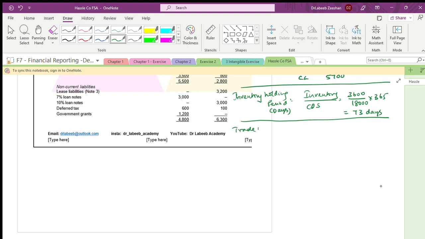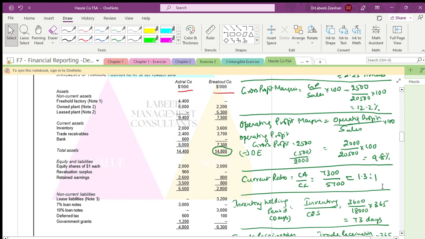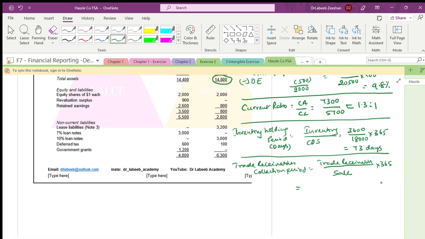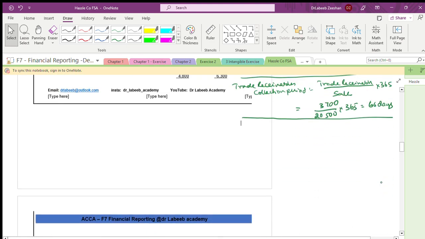Next, trade receivables collection period. What is the formula for that? Trade receivables divided by sales into 365. Trade receivables are 3,700. And how much is the sales? 20,500. 3,700 divided by 20,500 into 365 comes to 66 days. Put one line here. We will do the things here.